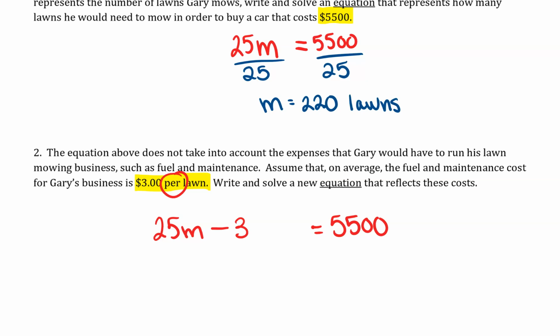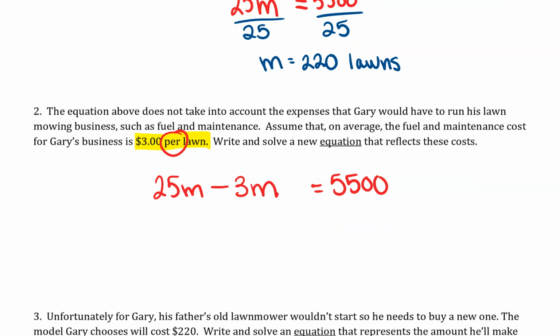Per means times, and so we're multiplying that times the amount of lawns he mows. All right, so this is the new equation, which we can simplify. We can combine like terms. Since these both have M's, they're like terms. 25 minus 3 is 22M equals 5,500, which means he's not really making $25 per lawn anymore. He's charging $25 per lawn, but he's only really making $22 per lawn because it costs some money for him to pay for the fuel and the maintenance. And then to finish solving this, we need to divide both sides by 22.